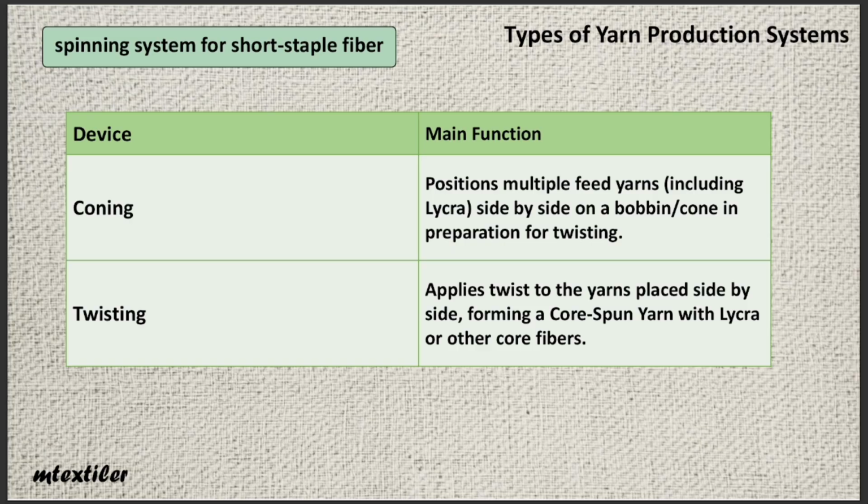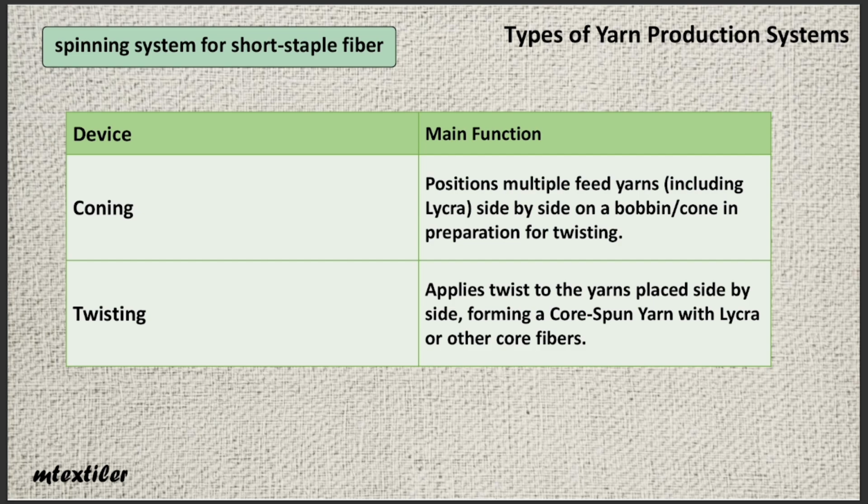and then in the twisting machine, they are twisted together to fix them side by side, increasing their strength by becoming multiply. Machine functions: coning positions multiple feed yarns, including lycra, side by side on a bobbin cone in preparation for twisting. Twisting applies twist to the yarns placed side by side, forming a core spun yarn with lycra or other core fibers.